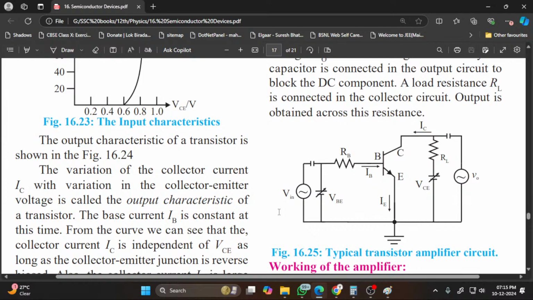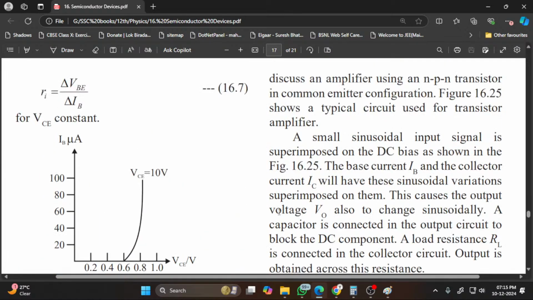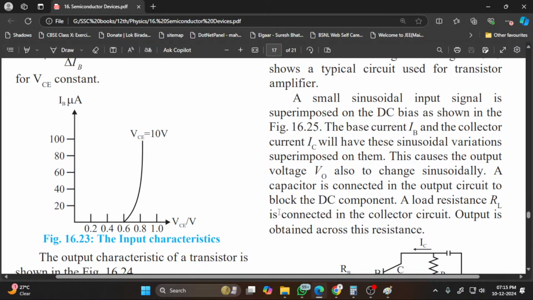A DC battery VBE is forward biasing the base emitter junction. There is a VCE battery which reverse biases the collector circuit. A small sinusoidal input signal is superimposed on the DC bias. And why do we have to superimpose it? Because we always want the base emitter junction to be forward bias. So whatever the signal is, it should be above that 0.7 volt. That means your base emitter junction should always be forward bias.